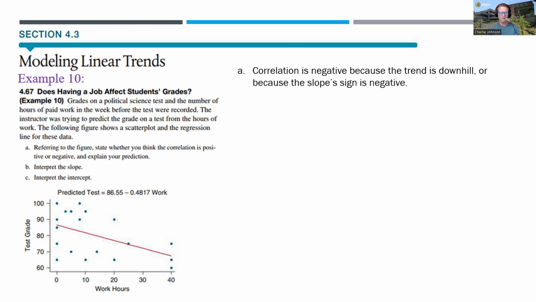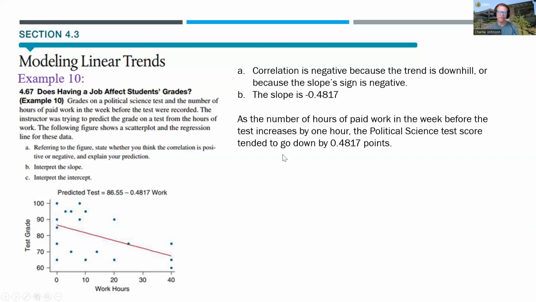Interpret the slope. The slope is negative 0.4817. So what that means is that if a student works one more hour per week than they normally do, they can expect their test grade to go down by 0.48 percentage points. So when the number of hours of paid work in the week before the test increases by an hour, the political science test score tended to go down by 0.4817 percentage points.